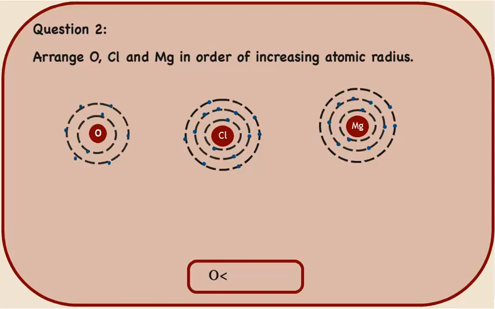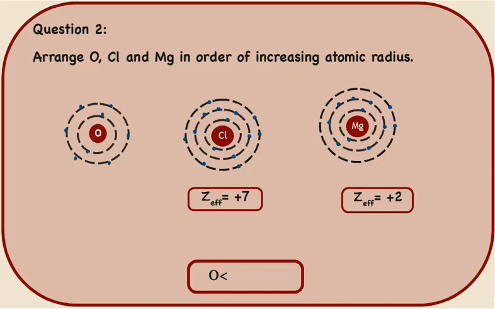Since they have the same number of energy levels, we should check their effective nuclear charges. Magnesium's effective nuclear charge is +2 and chlorine's effective nuclear charge is +7. So since chlorine's outermost electrons are pulled more strongly by the nucleus, its atomic radius is smaller than magnesium's atomic radius. So the increasing order should be oxygen, chlorine, and magnesium.